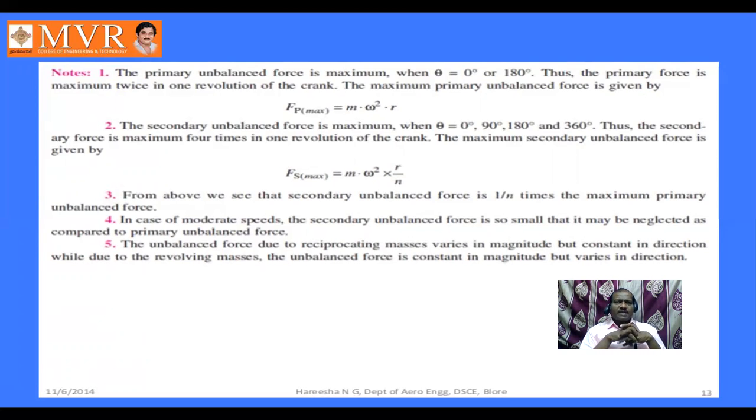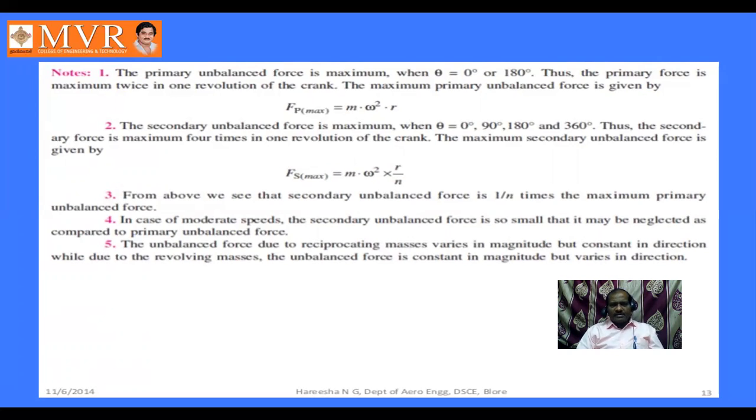Next, the secondary unbalanced force is maximum when theta is equal to 0 degrees, 90 degrees, 180 degrees and 360 degrees. Thus, the secondary force is maximum 4 times in one revolution of the crank. The maximum secondary unbalanced force is given by Fs is equal to m omega square r by n. So first condition is the primary unbalanced force is maximum twice in one revolution. Secondary unbalanced force is maximum 4 times in one revolution.